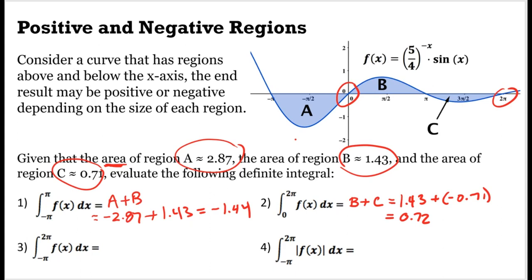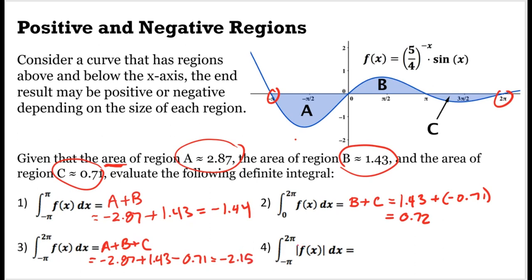For question 3, we're going from negative pi to positive 2 pi. That is the full length of this curve we have here. So we would have region A plus region B plus region C. This would be negative 2.87 plus 1.43 minus 0.71, and that would give us a final answer of negative 2.15.